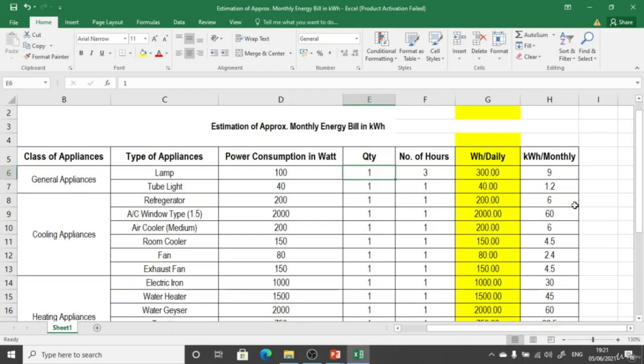If we change the quantity to 5 over here, it shows the watt hour will be 1500 watt hour per daily capacity. So like that, as per the change of the requirement, we can just calculate with the help of this Excel sheet simply by applying this formula.